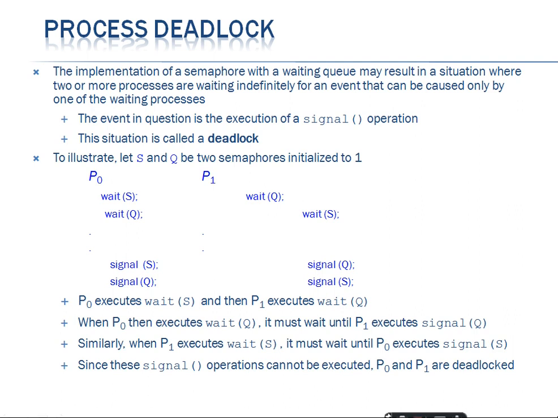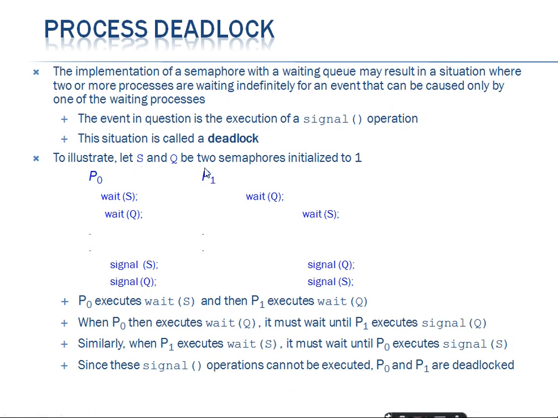Next point is process deadlock. The implementation of a semaphore with a waiting queue may result in a situation where two or more processes are waiting indefinitely for an event that can be caused only by one of the waiting processes. Here is the situation that leads to processes waiting indefinitely for an event to occur. The event in question is the execution of a signal operation, and this is where a deadlock comes into existence. Now, to illustrate the situation of deadlock, let us see the following example.